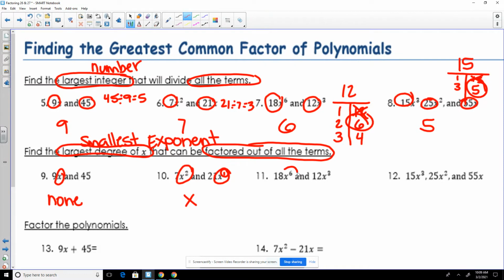Now looking at x to the 6th and x to the 3rd. I can factor out at least 1x. And what's my smallest exponent out of 6 and 3? 3. I can pull all 3 of these x's, and then I can pull 3 of the 6 of these x's. And number 12, I have x to the 3rd, x to the 2nd, and 1x. All of my terms contain x. And what's the smallest exponent? 1. So I can only factor out 1x. Okay, so that's looking at it individually.